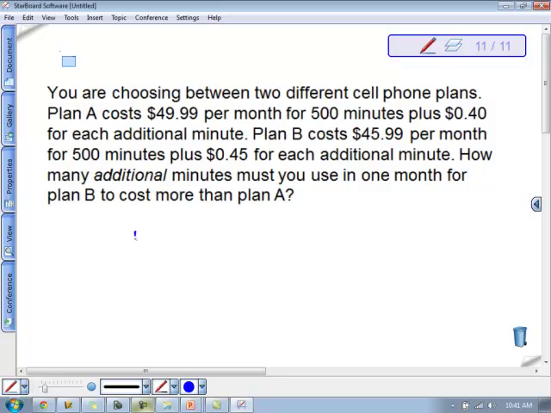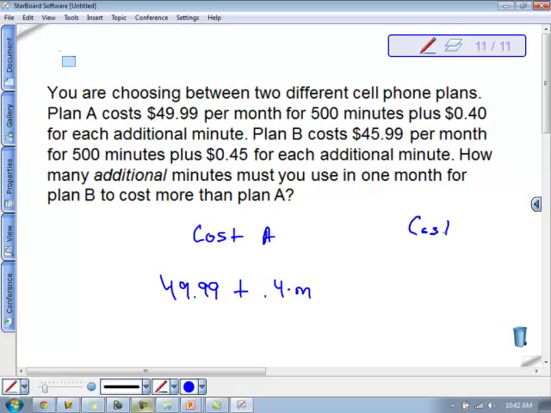Plan A costs $49.99 per month, and for that you get 500 minutes, plus 40 cents per minute, so 0.4 times every minute. I'm sorry, let me back up a second. If I'm writing cost, that's a better way to do this. It's $49.99 per month, plus I get 40 cents for each additional minute. So 0.4 times the number of minutes. This is plan A. Okay.